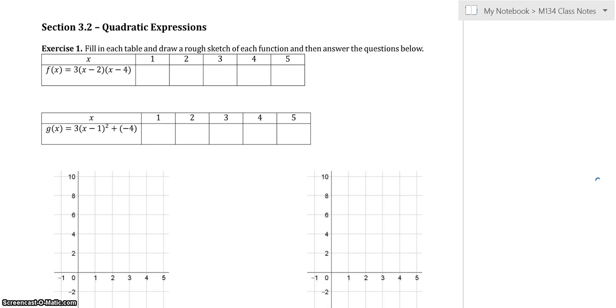And in this video, we're going to start with you guys trying exercise 1. So it says fill in the table and draw a rough sketch of each function and then answer the questions below. So go ahead and take a few moments to see if you can do this, and then I will go through it with you. So pause the video, try it, and come back.